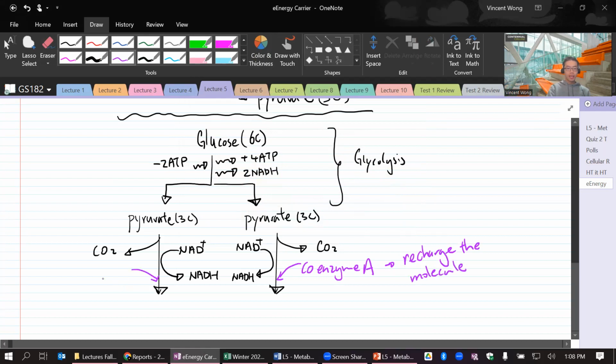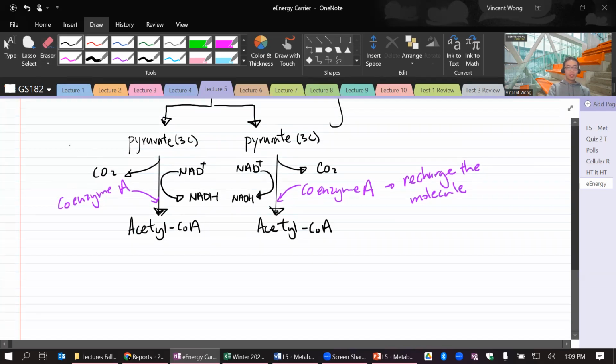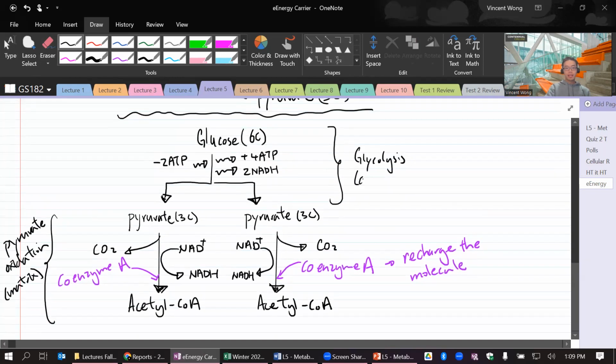Okay, so same thing over here. We're going to add coenzyme A. And at the end of the second step, we will have acetyl-CoA. All right. So this whole thing, that is the pyruvate oxidation, which again happens in the matrix, whereas this happens in the cytoplasm.